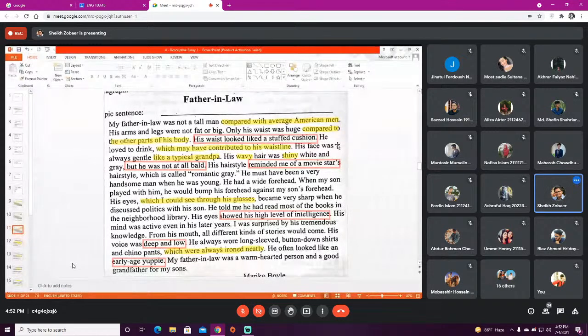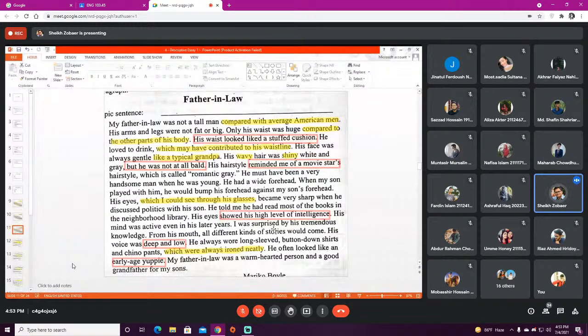You could simply say he was a fat guy, although the word fat might come off as a bit offensive, but yeah. So he was a fat person. He was an overweight guy, obese guy. That is the basic information. That is the common expression. But instead of simply saying, oh, my father-in-law was fat, which sounds very simple and a bit offensive, you could go for a creative expression like his waist looked like a stuffed cushion.